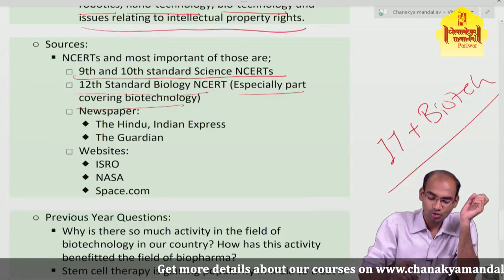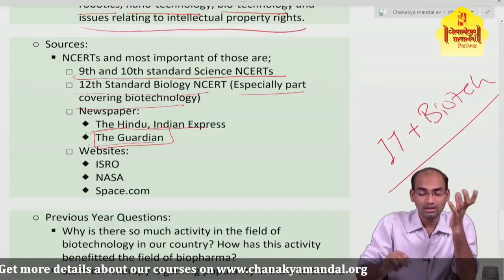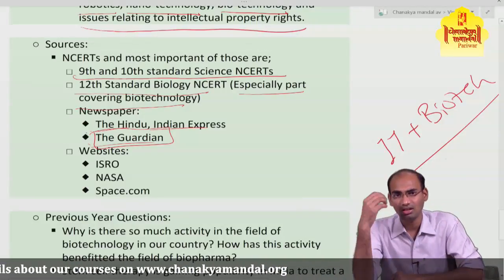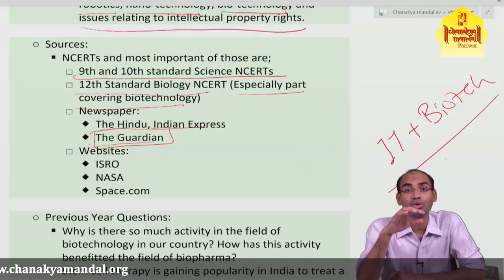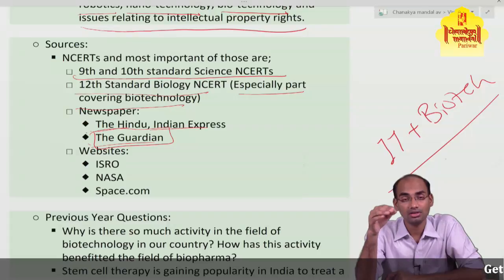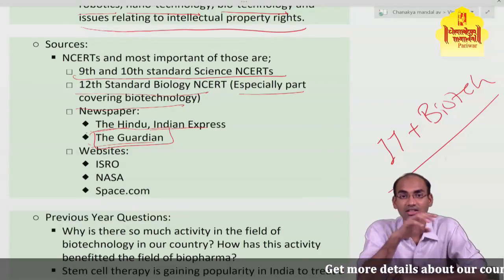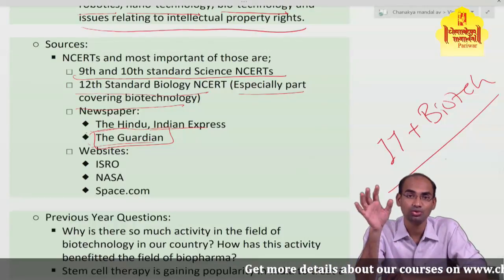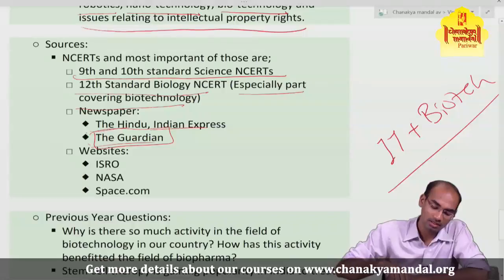Newspapers: The Hindu, Indian Express, and The Guardian. The Hindu and Indian Express cover lots of research in India. But there is a lot of research going on outside in foreign countries, and those issues are covered by papers like The Guardian, New York Times, Washington Post. They cover lots of areas in the research field. Then websites.